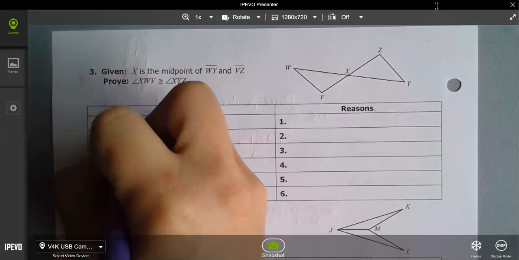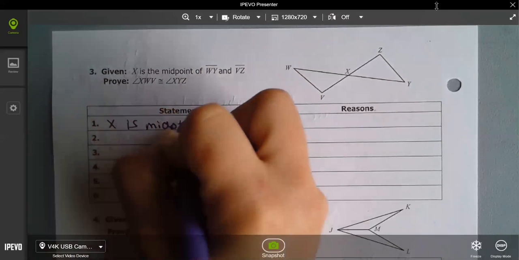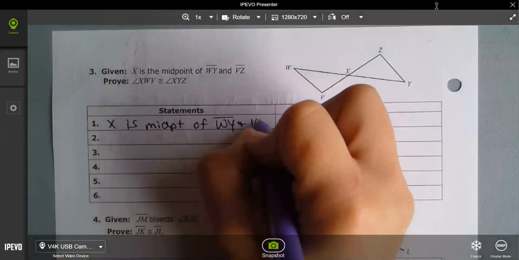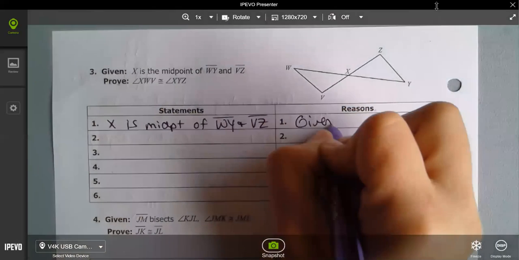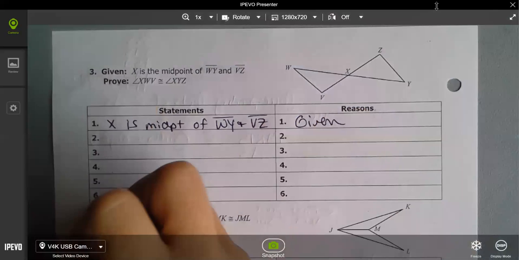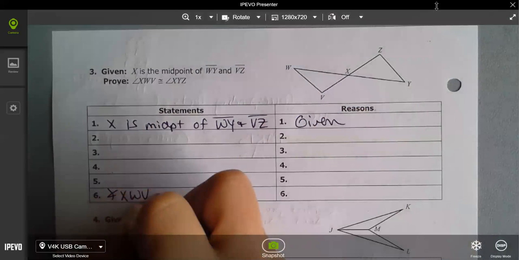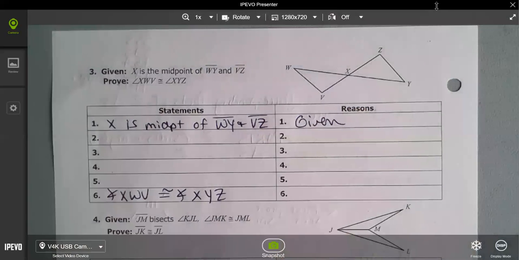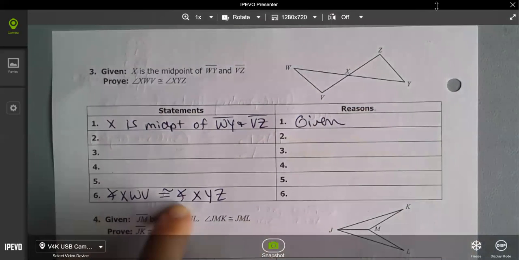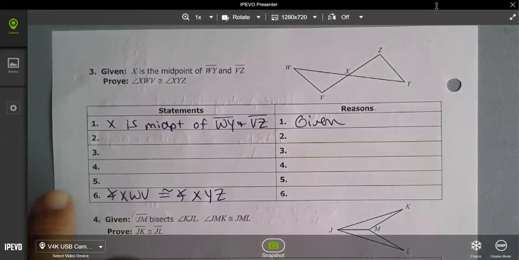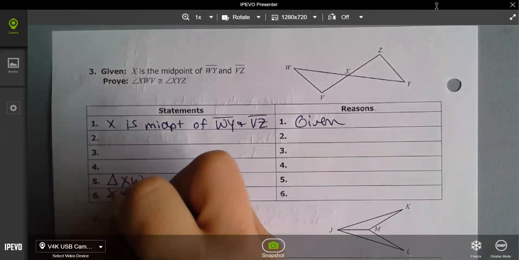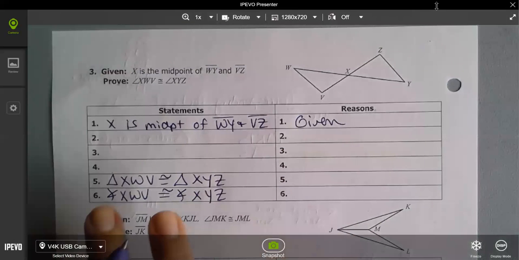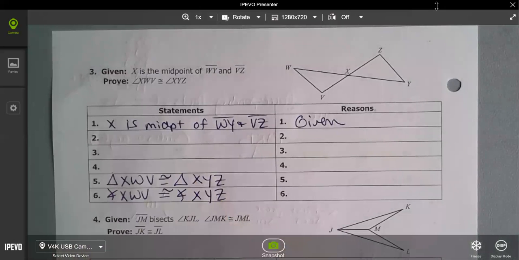All right, X is the midpoint of WY and VZ, given. We want to prove that angle XWV is congruent to angle XYZ. But before I can say that those parts are congruent, we're going to have to say that the triangles are congruent. Before I can say parts, I have to say triangles are congruent.